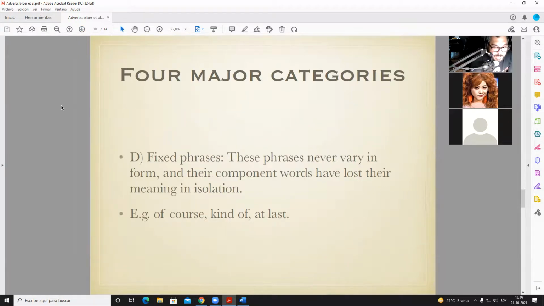D, fixed phrases. These phrases never vary in form, and their component words have lost their meaning in isolation. For example, of course, kind of, and at last. There are some other places where you can find them, for example, as prepositions: in order to is a preposition, or in the middle of, you can also say that, right? But there are other places where you can find them. So of course, kind of, and at last. Be careful with that.